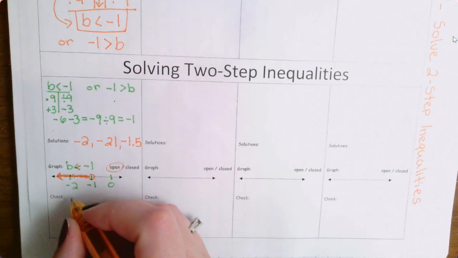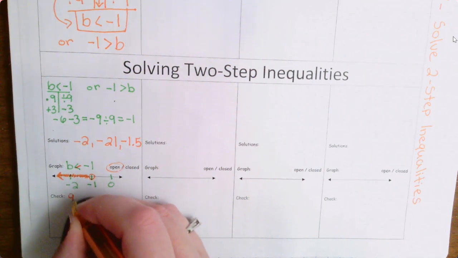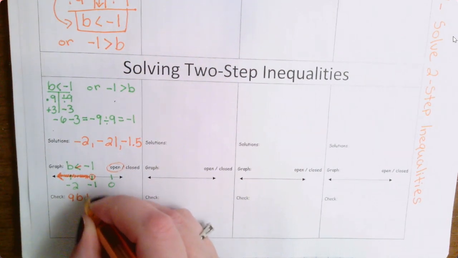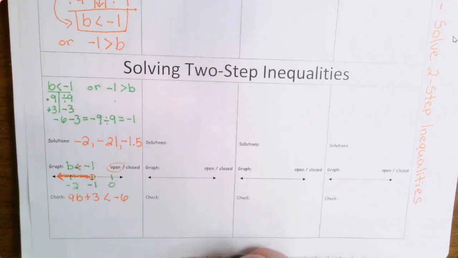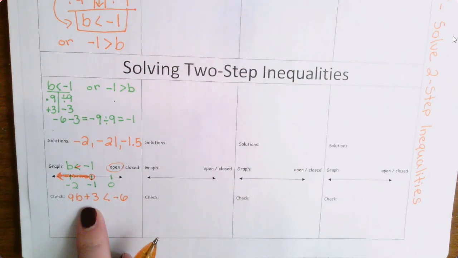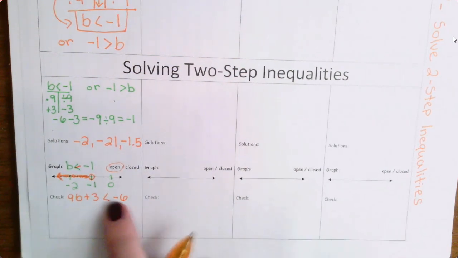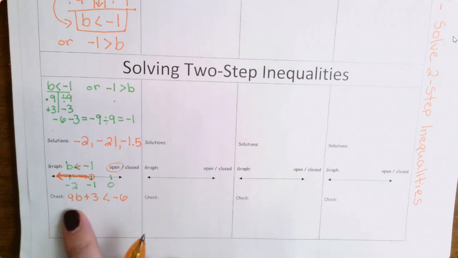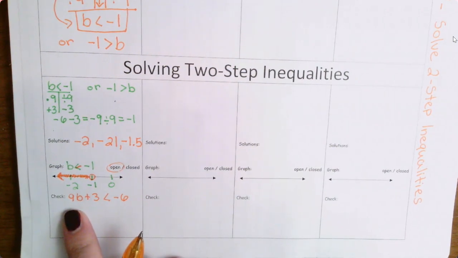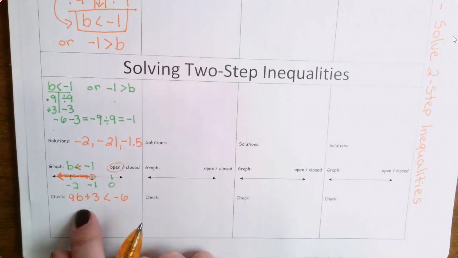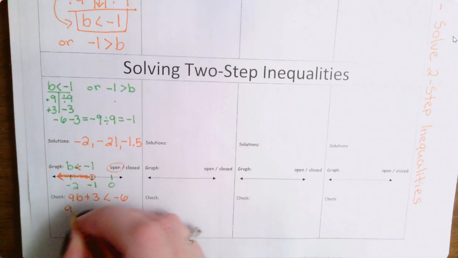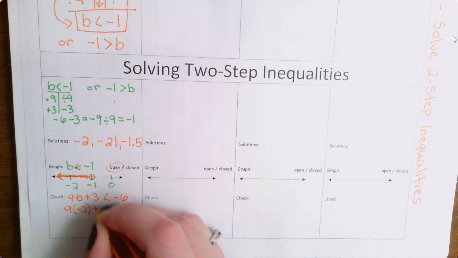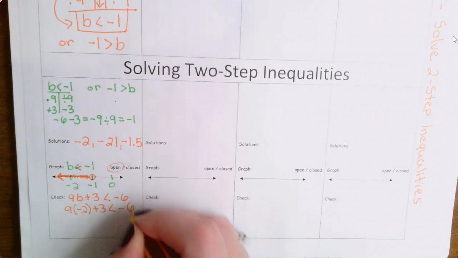I'm going to rewrite my original inequality, which was 9b plus 3 is less than -6. Now when I'm checking this, I'm just checking the side that has math I can do. Can't do anything with a -6, it's all by itself. But what I want to do is pick one of our values we came up with as a solution and plug it in for the place of b. For example, if I picked -2, I could say 9 times -2, then plus 3 has to be less than -6.